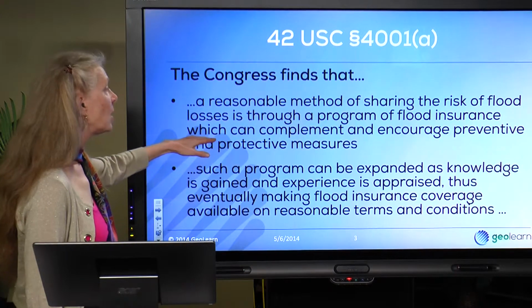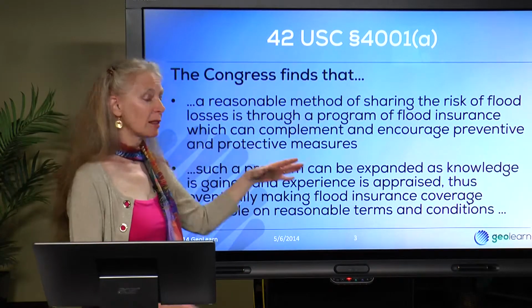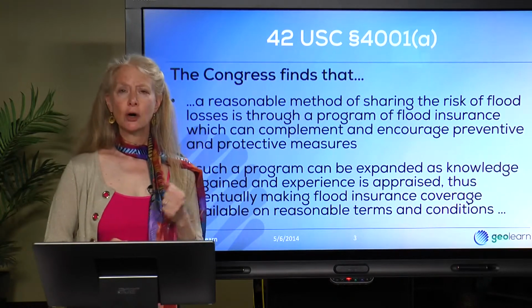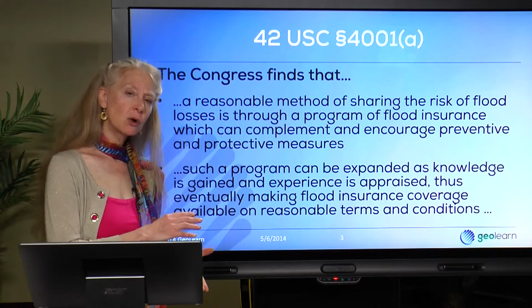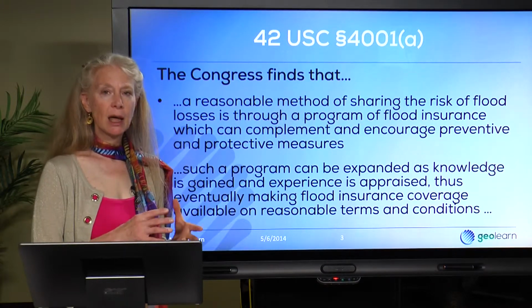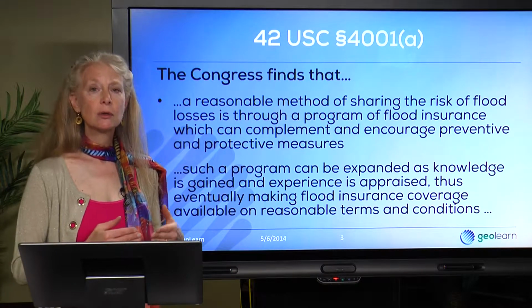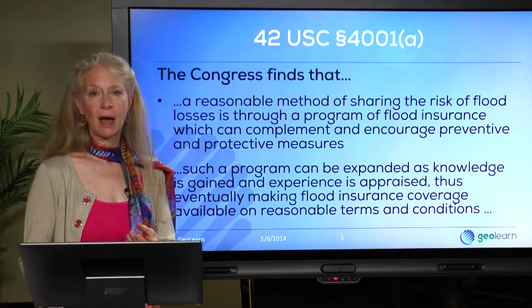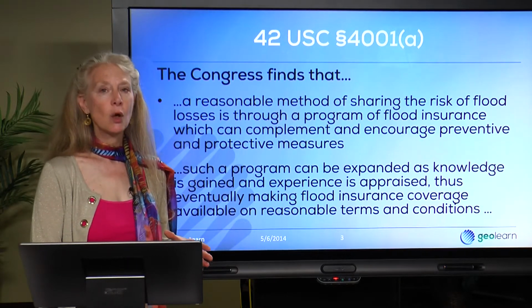Now, along with sharing this risk, we need to make sure that there's a program to encourage people to either prevent damages or, if they can't totally prevent them, then to mitigate them and minimize them through various protective measures. And in other sessions that we've had, we discussed many of the regulations associated with the National Flood Insurance Program.